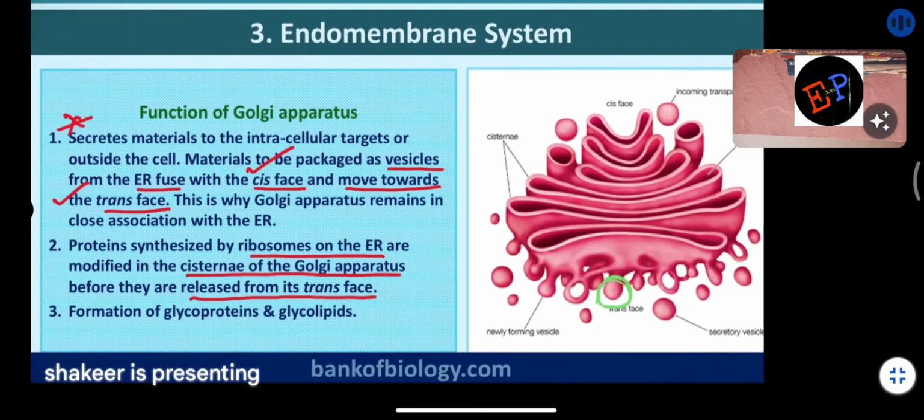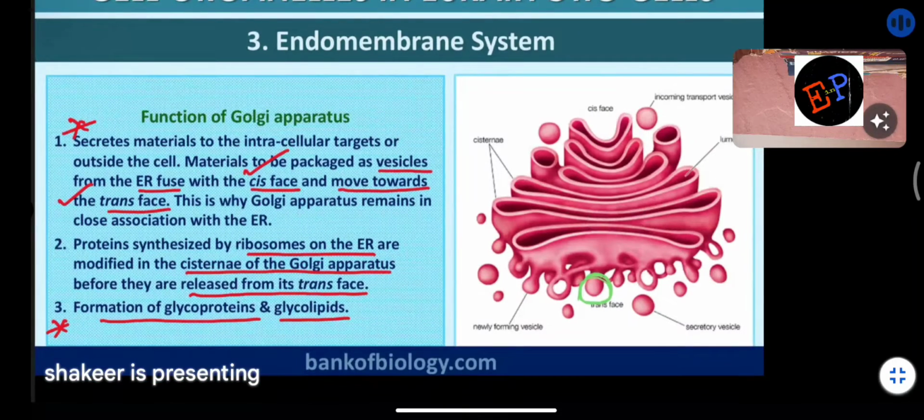So already we discussed that the proteins which are produced in endoplasmic reticulum are again modified by the cisternae present in the Golgi apparatus, then they are released from the trans face. And what is one more function of Golgi apparatus now? Formation of glycoproteins and glycolipids. This is also one of the functions of Golgi apparatus. Are you able to understand? Clear? So totally how many functions are given? Three functions are there. Secretion of materials required.